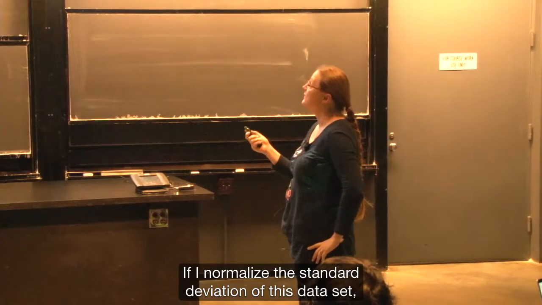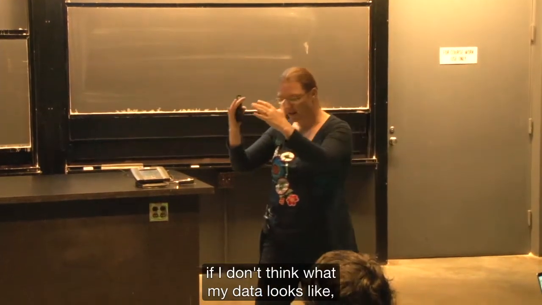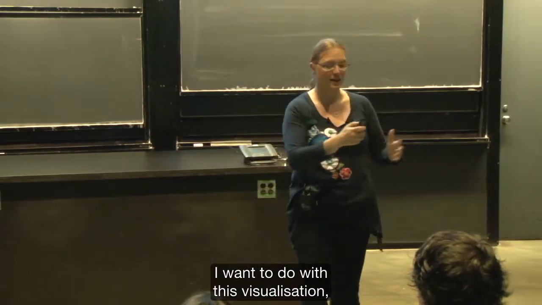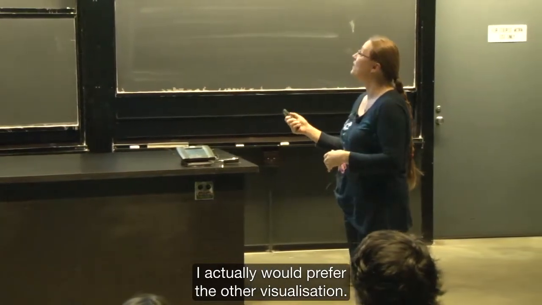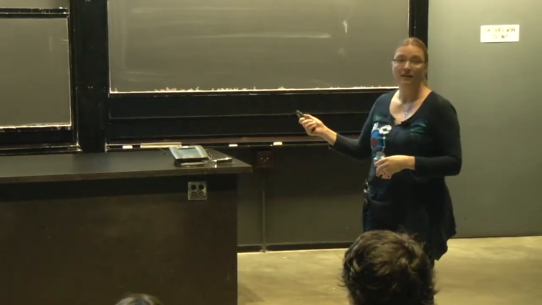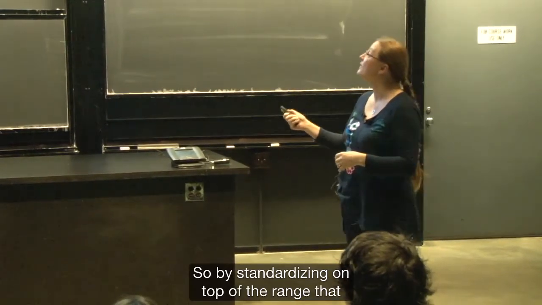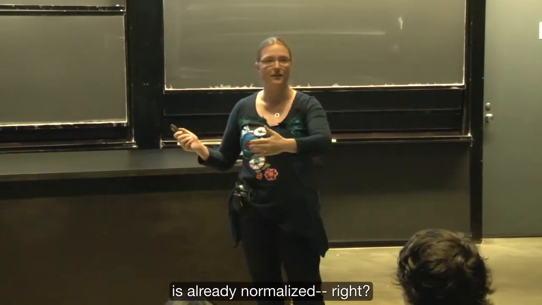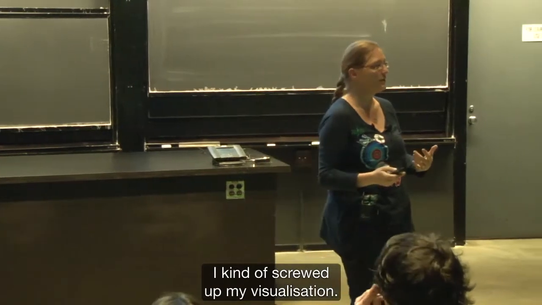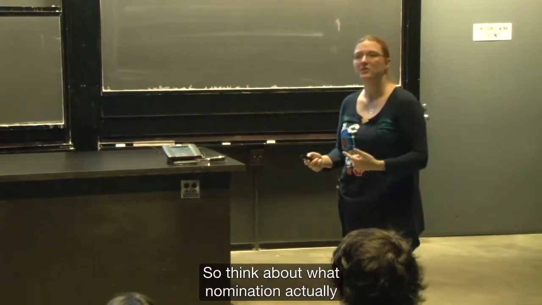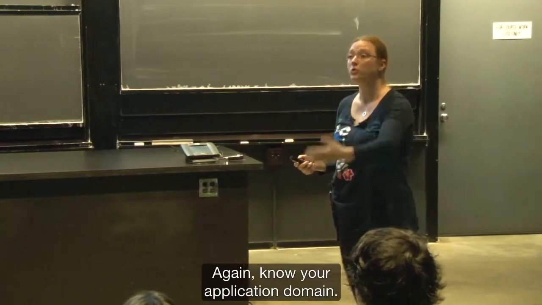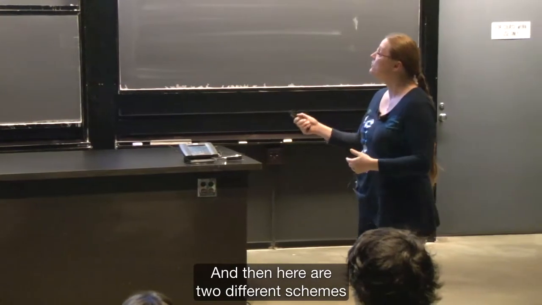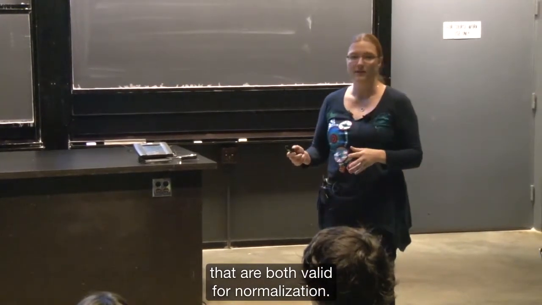If I normalize the standard deviation of this data set, if I don't think about what my data looks like and what I want to do with this visualization, I actually would prefer the other visualization. So by standardizing on top of the range that is already normalized, right, I kind of screwed up my visualization. So think about what normalization actually makes sense for your data. Again, know your application domain. Know what everything means. And then here are two different schemes that are both valid for normalization.